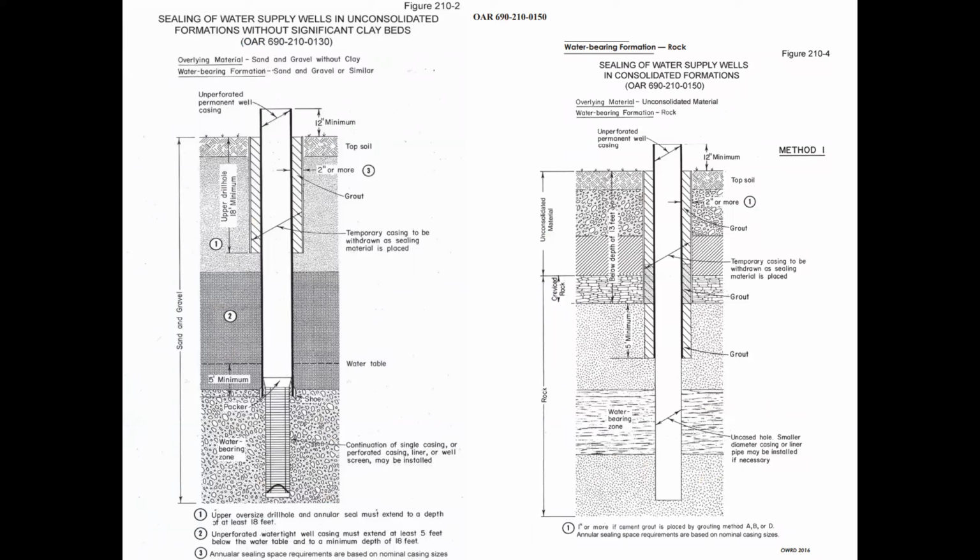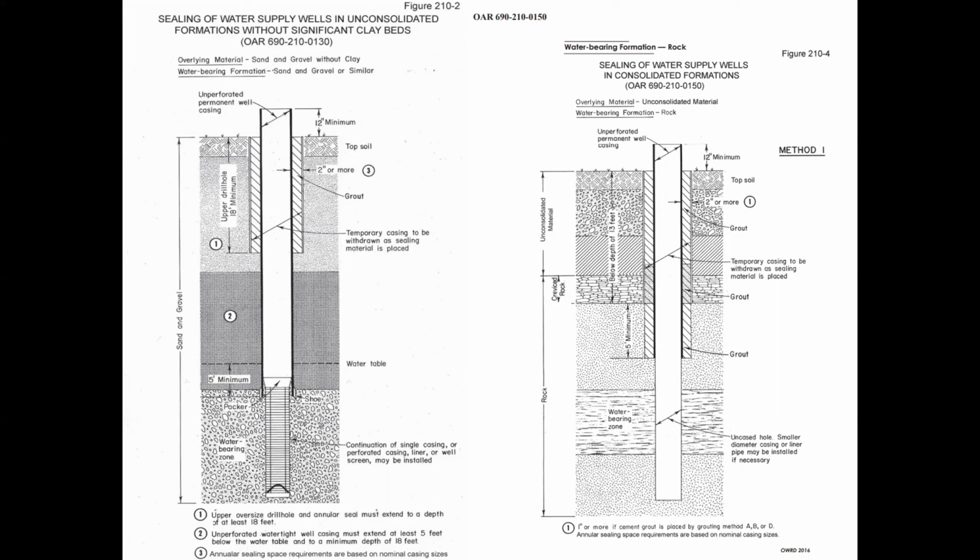These two slides are the tables that show the two generic types of well sealing. On the left, we have a diagram showing the sealing of wells into unconsolidated material. And that is an upper oversized drill hole, 4 inches greater in diameter than the nominal casing diameter of the casing, shall be constructed to a minimum depth of 18 feet.